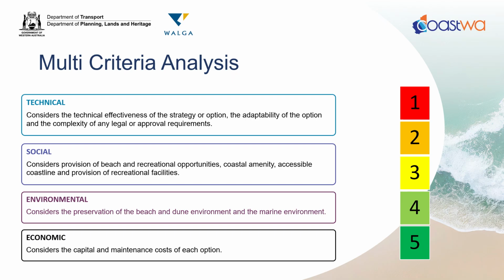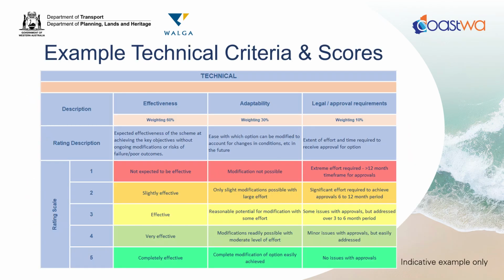The social criteria may consider the provision of beach and recreational opportunities. It might consider coastal amenity or aesthetics, the accessible coastline, and provision of recreational facilities. The environmental criteria may consider the preservation of the beach, the dune environment, and the marine environment. Economic criteria may consider the capital or construction costs along with the maintenance or operational costs of each of the options, and we often score them on a 1 to 5 system for each of the criteria.